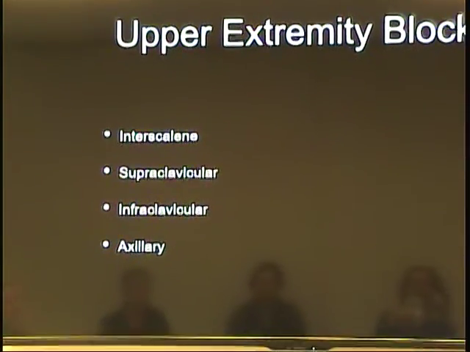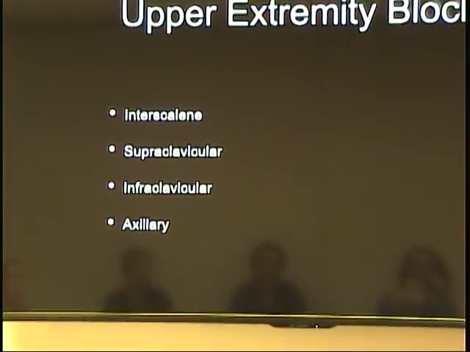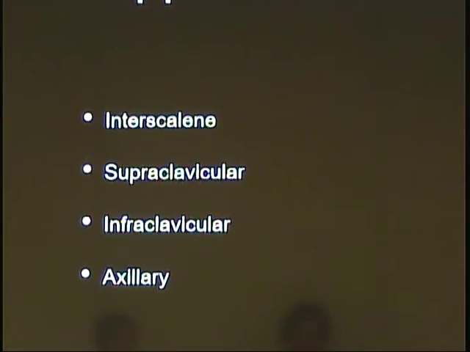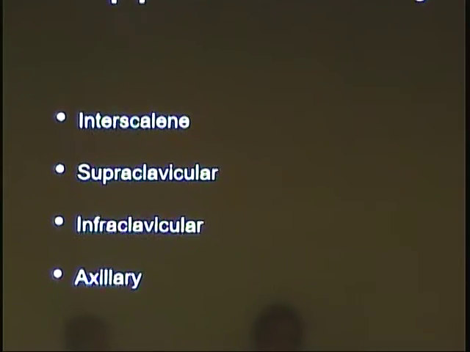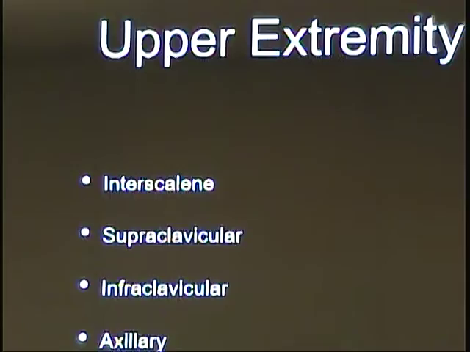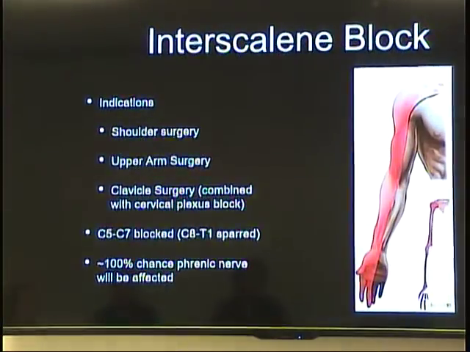So we have four main upper extremity blocks. We've got interscalene, which is good for shoulder, supraclavicular, infraclavicular, and axillary. Supra being above the clavicle, infra under the clavicle, and then just attacking the brachial plexus at different sites. And so it numbs up different parts. We start with the interscalene block.